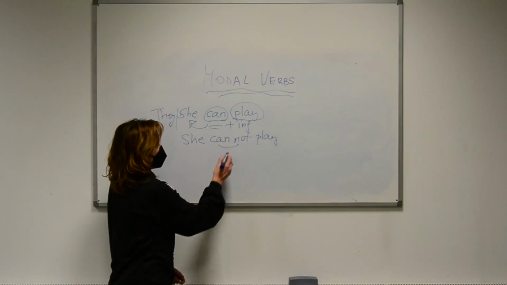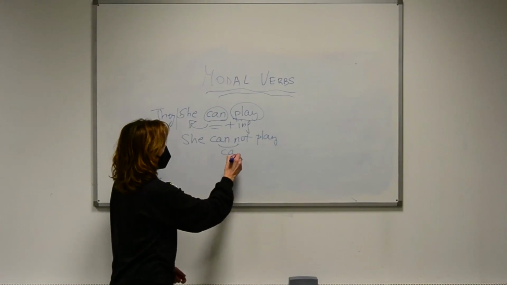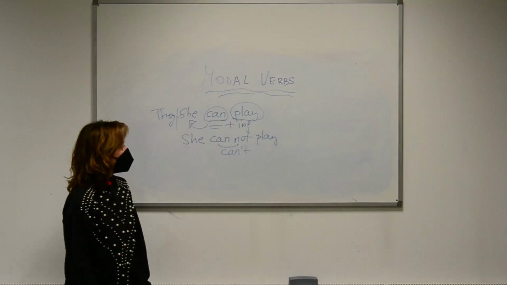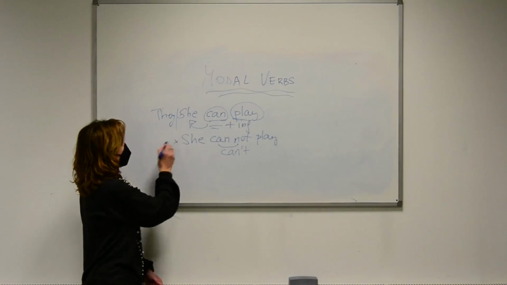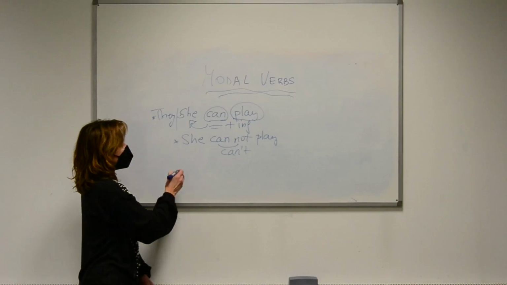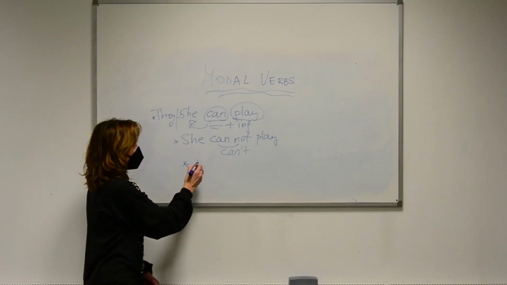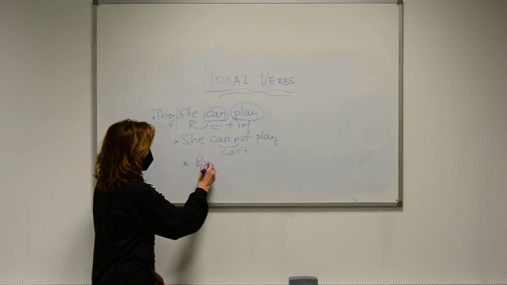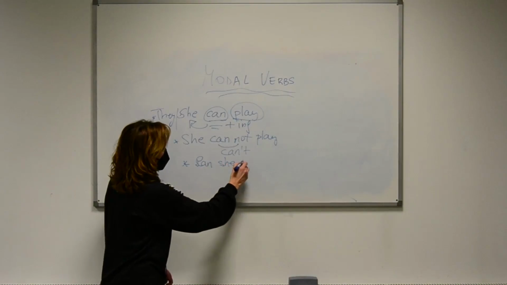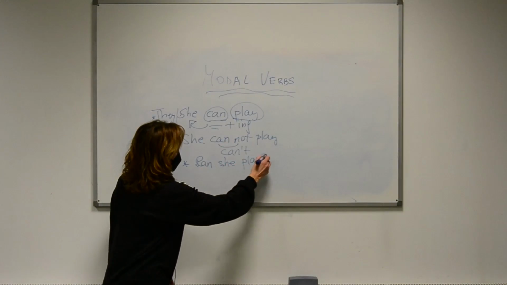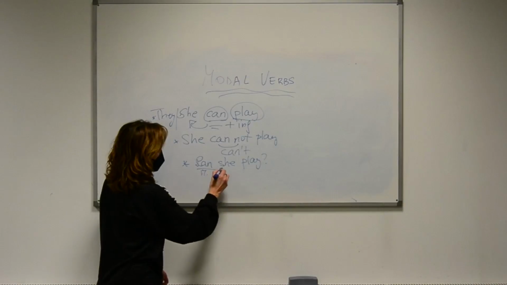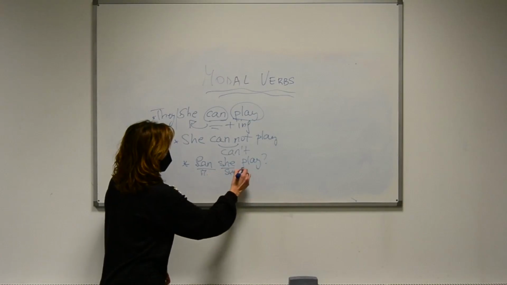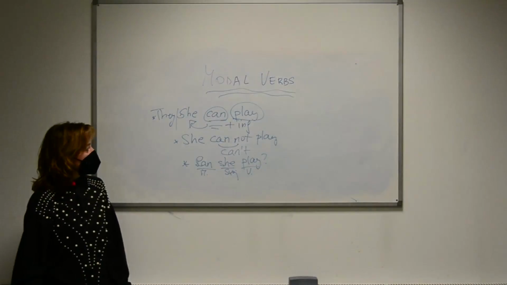And the contracted form should be can't, okay? This is the negative, affirmative, and interrogative sentence. In interrogative sentences, we only change the order. Modal, subject, and verb, okay?